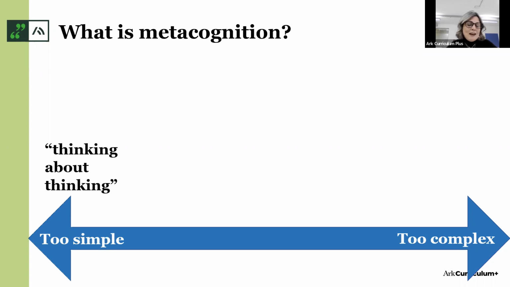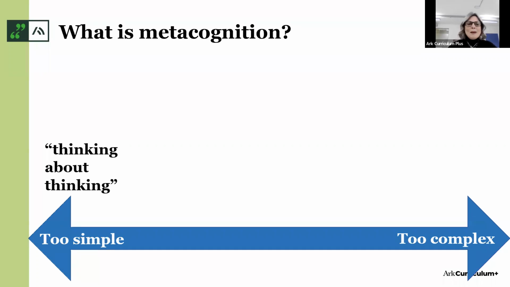Personally, I didn't find that definition particularly helpful. I think it's a bit vague and it doesn't really help me in the classroom. How do I get my students to think about thinking? What does that mean? How do I think about thinking? Am I thinking about thinking now when I'm thinking about thinking? It didn't really help me.